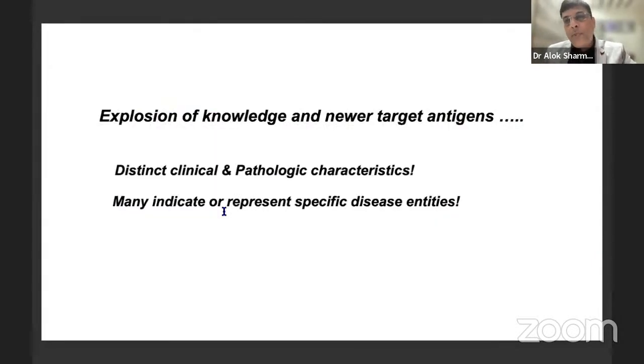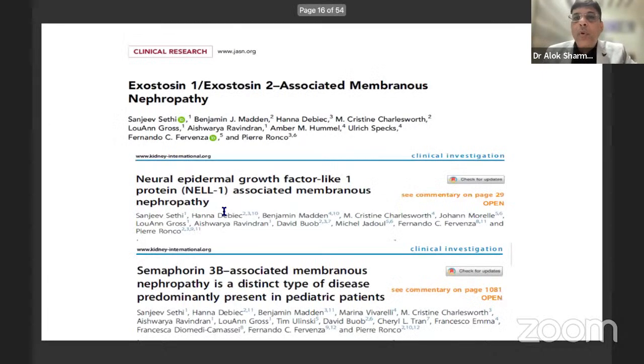Now, what happened beyond this, probably in the last 5 to 6 years, there has been an explosion of knowledge in this area. To the extent that almost every 6 to 7 months, you have a new antigen being described. But that's helped a lot in understanding the whole disease process. So now we know that there are a large number of antigens which are described, that includes exostosin 1, exostosin 2, NELL1, about which I'll talk in greater detail because it's a very, very important antigen.